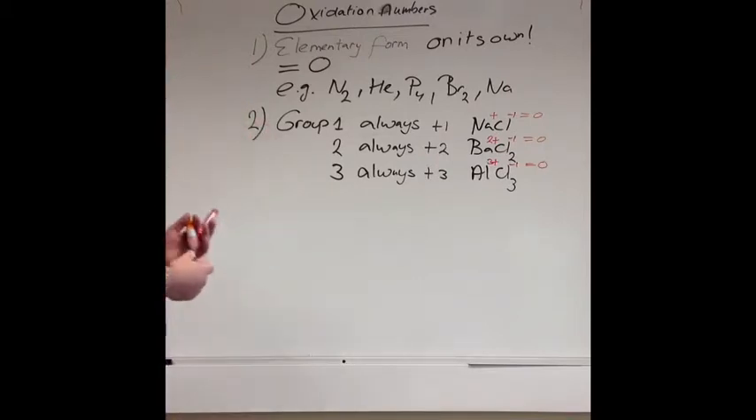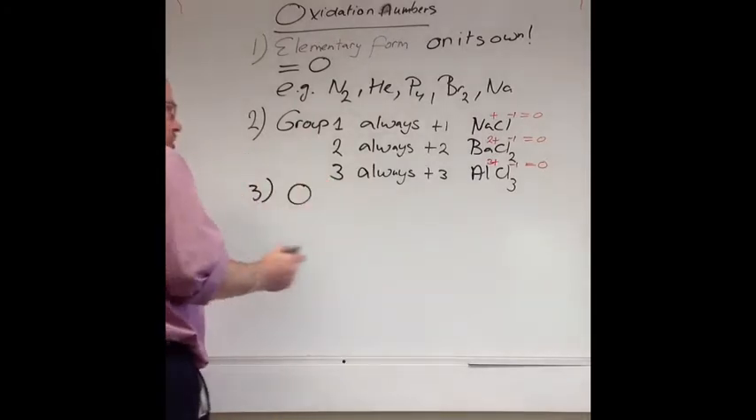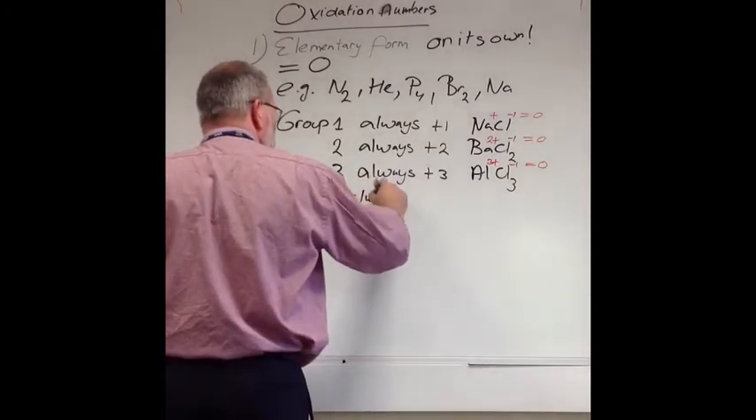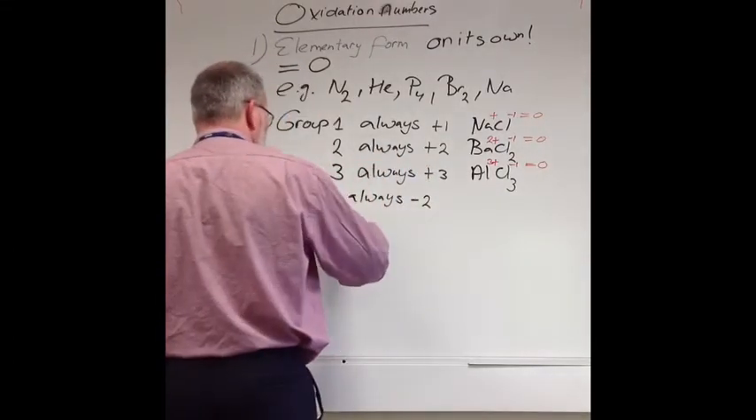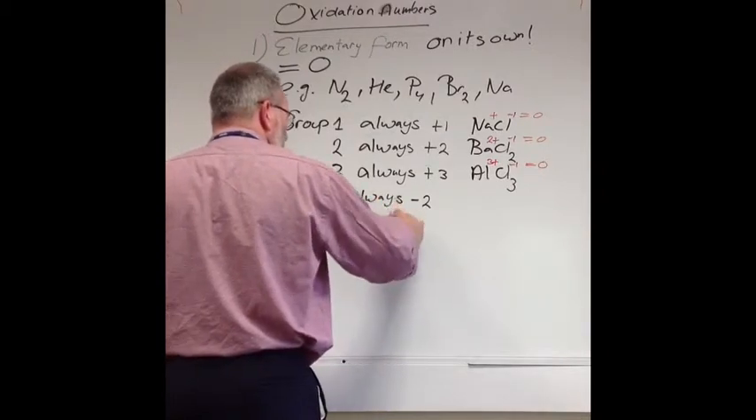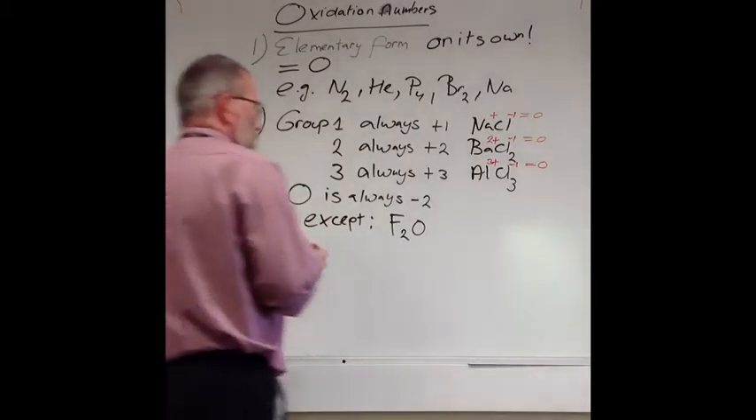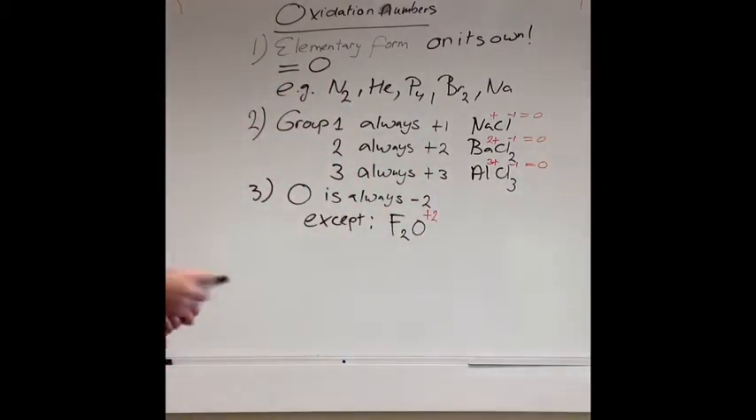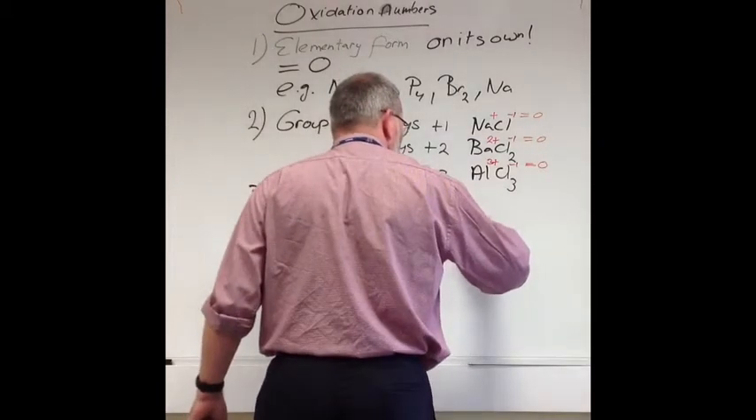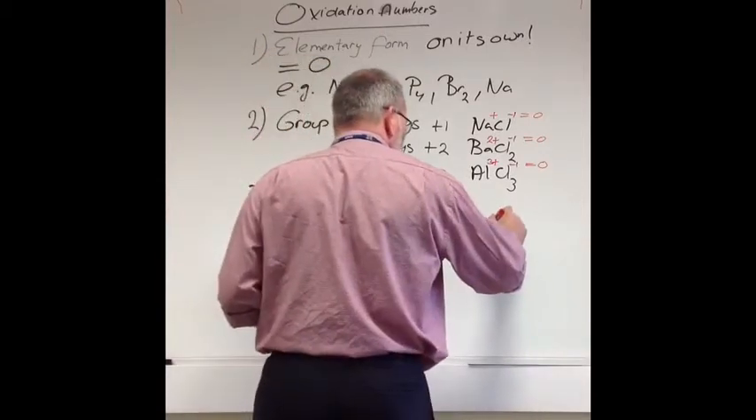Now, the best tool to start with is oxygen. Oxygen is always -2, except in F2O, where it will be +2, and in hydrogen peroxide, where it will be -1.